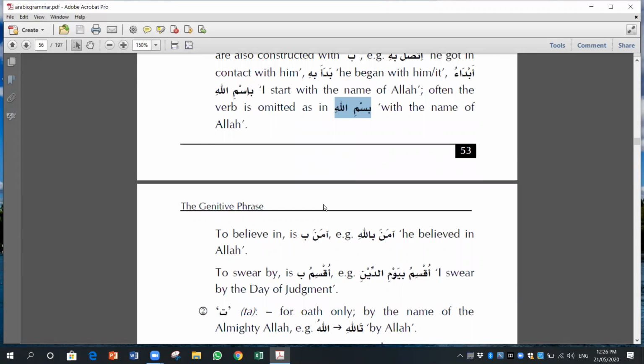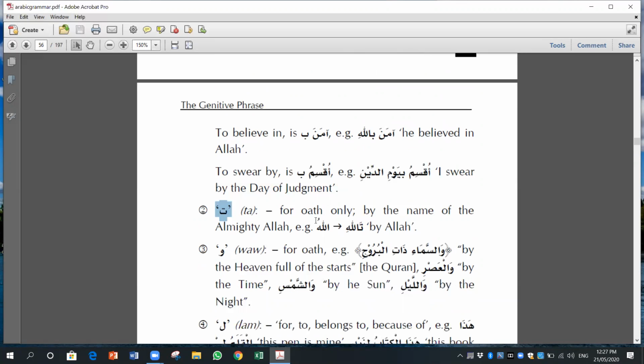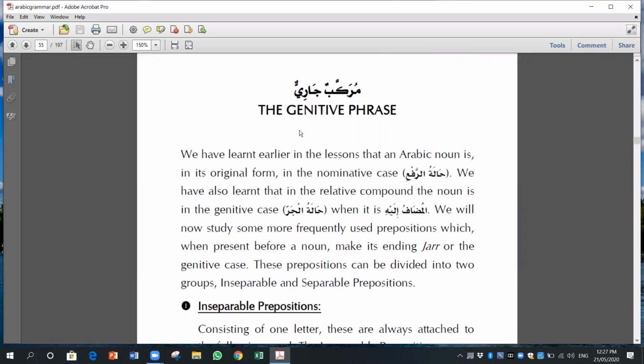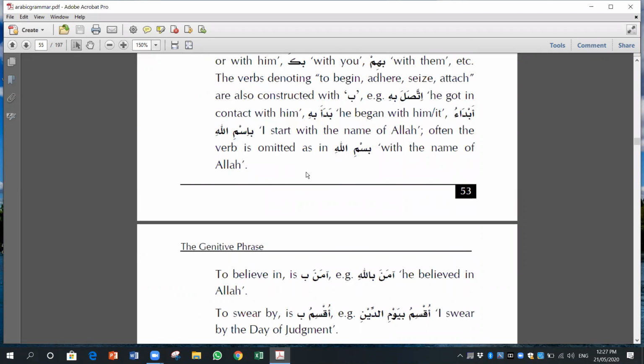The second in the list is this letter ta. It means for oath only, that is, I swear by Allah, by Allah. It's for oath. The list we are going to discuss, these all bring kasra. And the Arabic name for kasra is jar. The grammatical name of kasra is jar. So we say these are huruf jar. It is written this way, Jeem and Ra, jar. These all are huruf jar. Maybe 11 are there. So they will bring kasra.